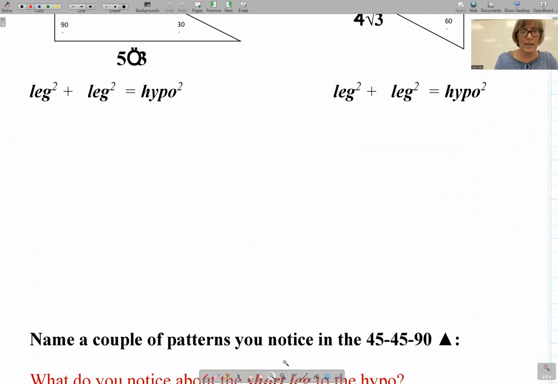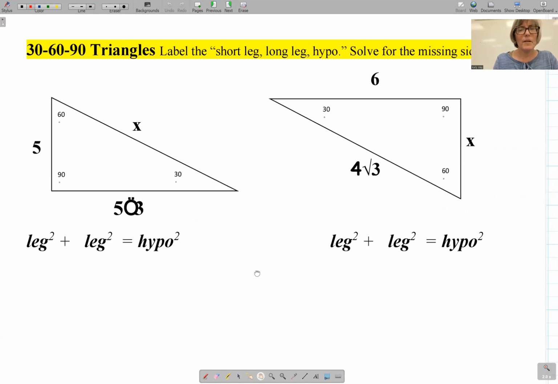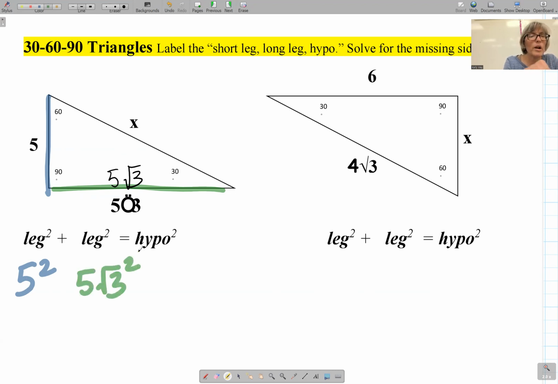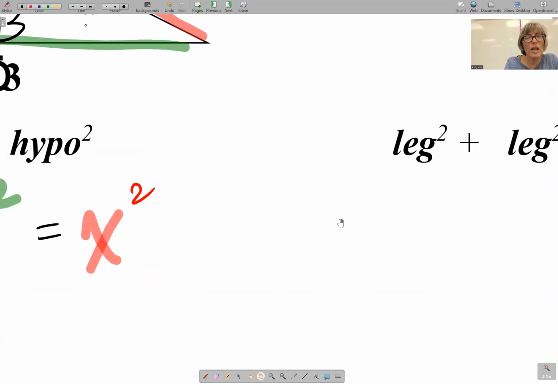Now we're going to do 30, 60, 90. So we'll use Pythagorean theorem first. We have one leg of 5, so I'm going to go 5 squared. Another leg that's going to be underneath that sign is 5 root 3. So that's 5 root 3 squared equals our hypotenuse squared. So plus equals. Do the math on the left.